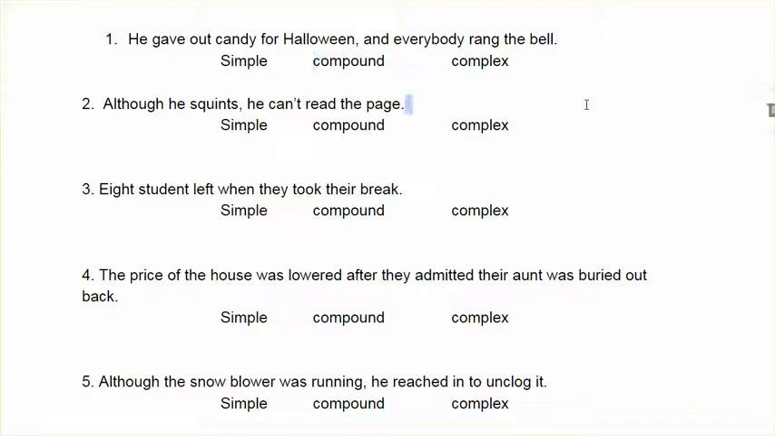But look at the next. Although he squints, he can't read the page. Now I have a comma, but I don't have a conjunction there. It doesn't say and or so, but I do have a subordinate conjunction at the beginning. He squints is a very simple sentence. He can't read the page is a simple sentence. Those are complete ideas. But as soon as I put the word although in there, I change one of those ideas to be descriptive. Although he squints, comma, he can't read the page. He can't read the page is the bigger idea. That makes this a complex sentence.